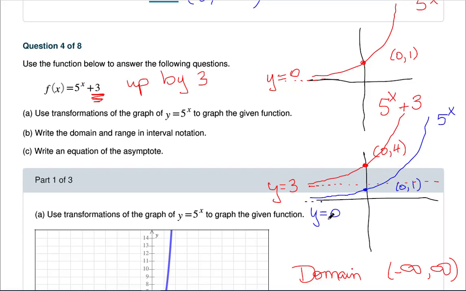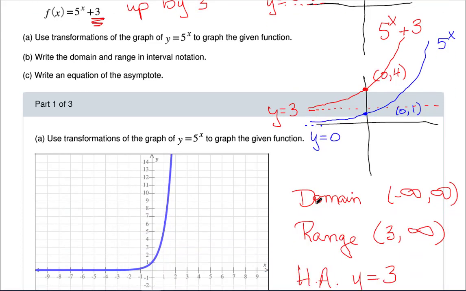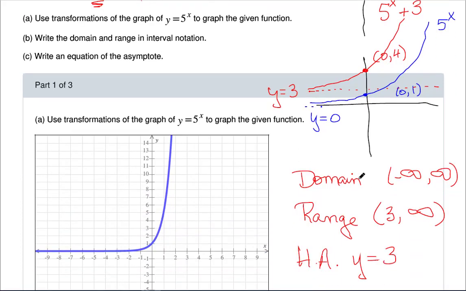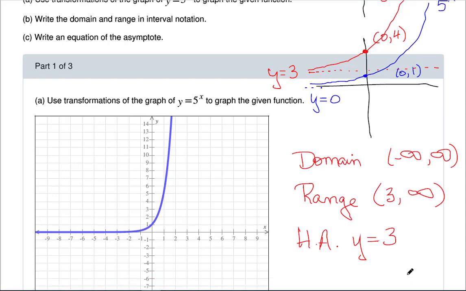All of this goes up by 3. Even the place that it's leveling off to. So it used to be leveling off to y equals 0. That gets bumped up too. And so the new horizontal asymptote is y is equal to 3. The domain does not change. The range does because it never gets any lower than 3. Not even touches 3. And so we get 3 to infinity. Horizontal asymptote is y is equal to 3.